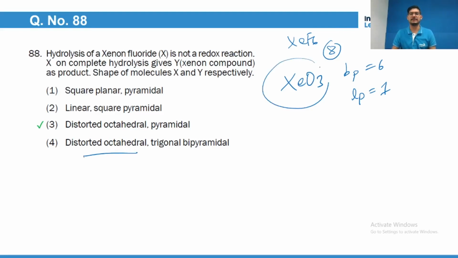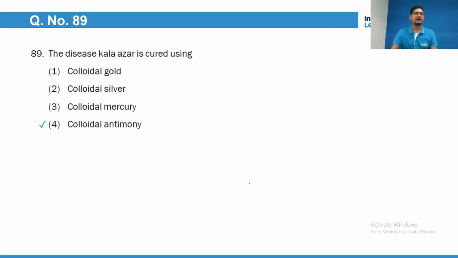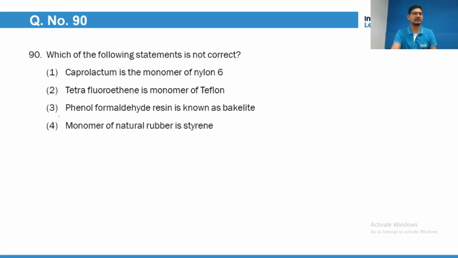And about Y, there are 8 electrons on xenon, 2 would be shared with each oxygen, and the 2 other remaining will be 1 lone pair. So there are 3 bond pairs, 1 lone pair. The geometry is tetrahedral, the shape is trigonal pyramidal. Is that clear? So this is the correct answer. The disease Kala-Azar is cured using colloidal antimony. Factual question.